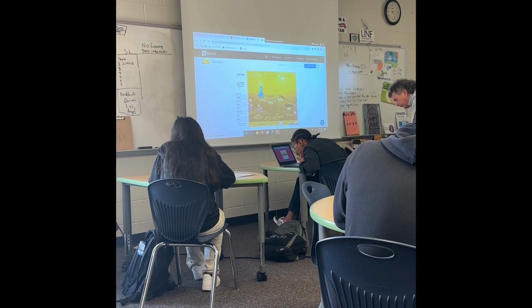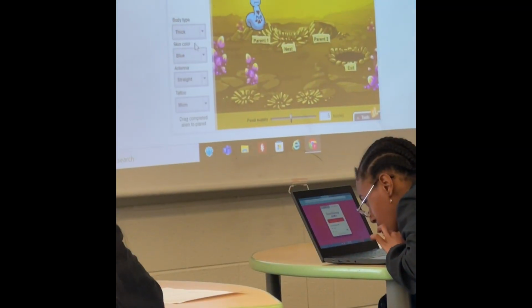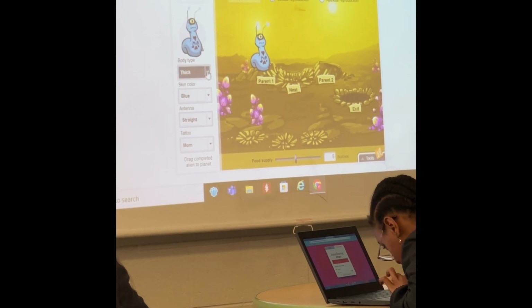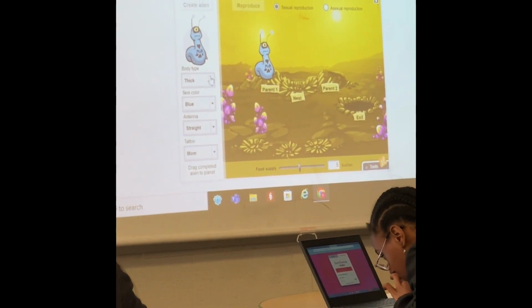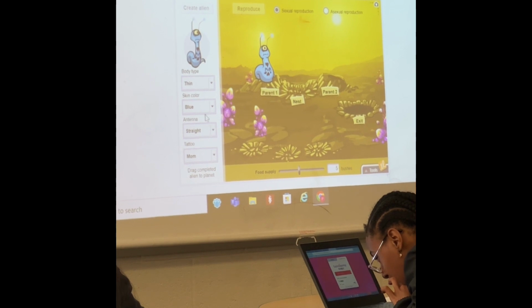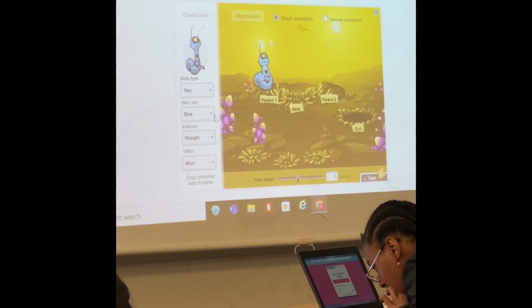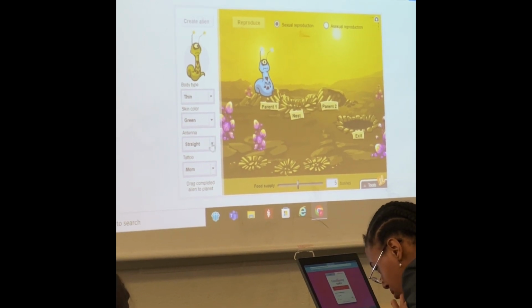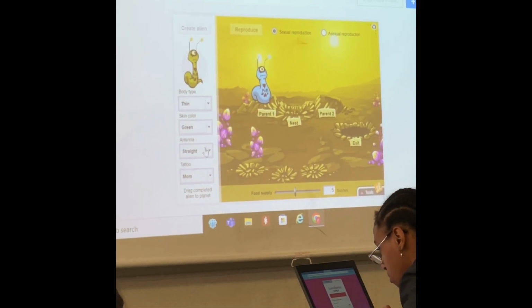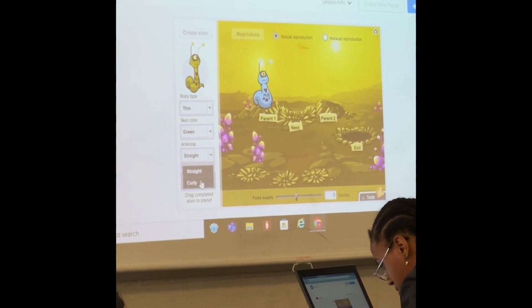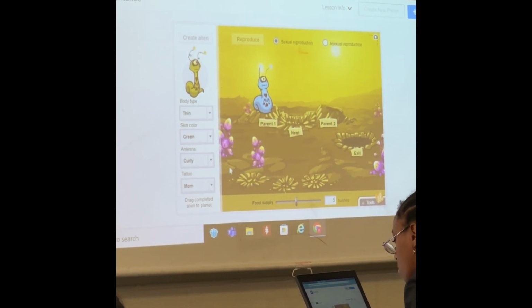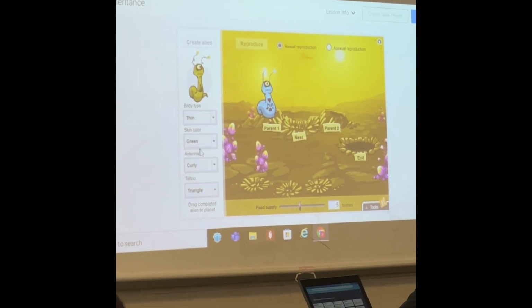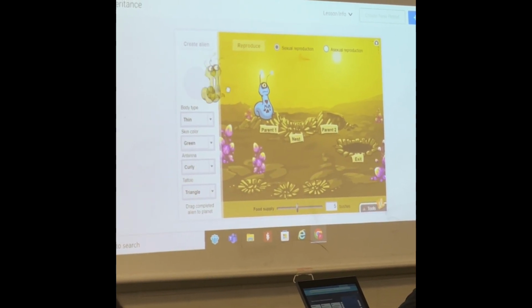I said parent two is thin. Oh, create alien. And then you have thin. Not thick. Thin. And then I said they were green. The antenna was curly. And I said the tattoo was triangle. I don't know where they got triangle from, but we did triangle. So we got a little triangle on this. And then we're going to slide the parent over.